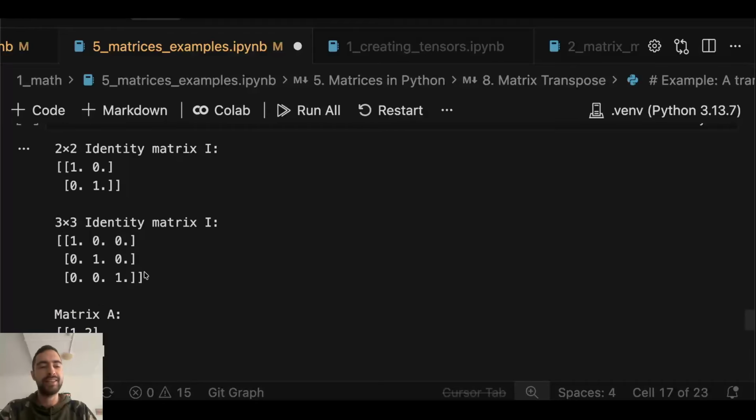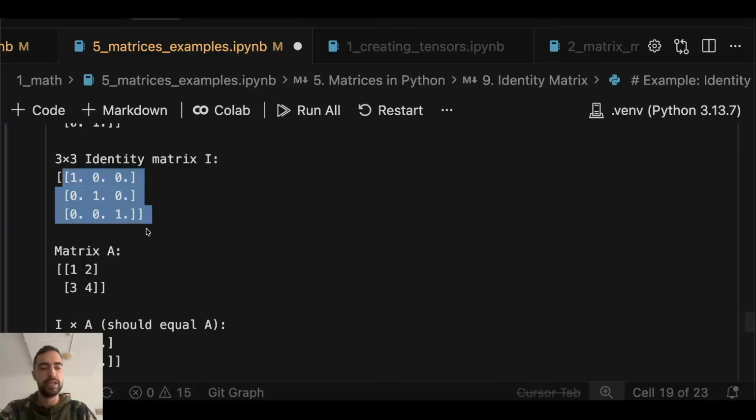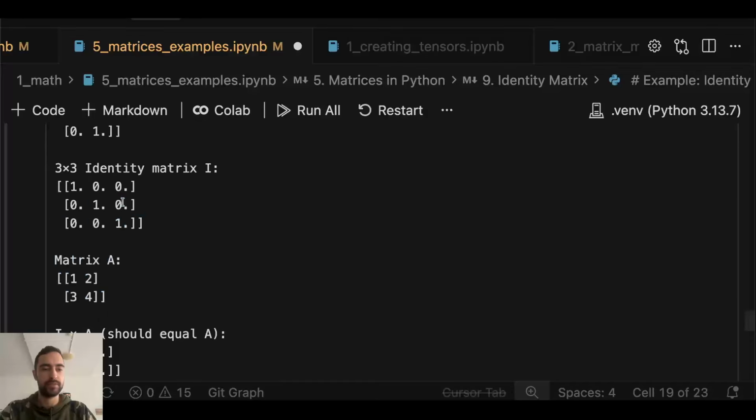Then we have identity matrix, where it's 1 on the diagonal and others are 0, and it's a square matrix. It has equal number of rows and columns. And when you multiply any matrix with identity matrix, it will remain the same matrix. So the result will be the same as this matrix that you multiplied with the identity matrix.